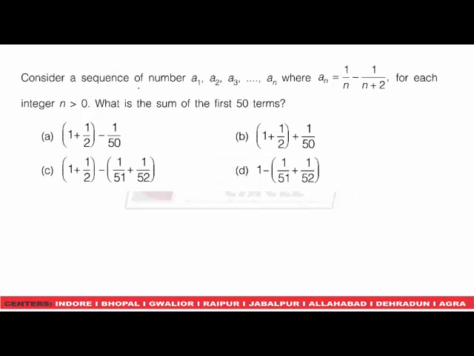The next question is, consider a sequence of numbers a1, a2, a3 up to an, where an is 1 by n minus 1 by n plus 2 for each integer n greater than 0. What is the sum of the first 50 terms? Now we can start. Sum will be equal to a1 plus a2 plus a3 and so on.